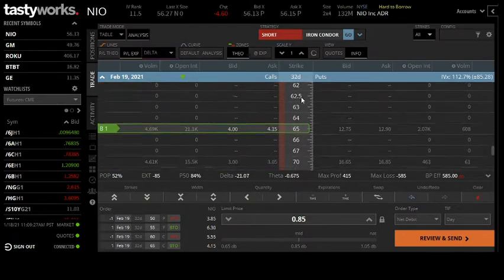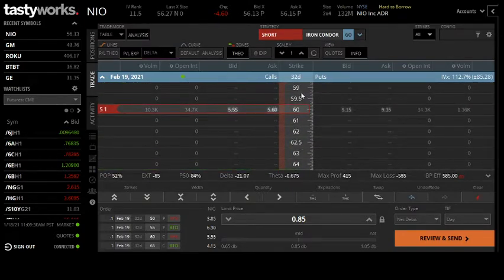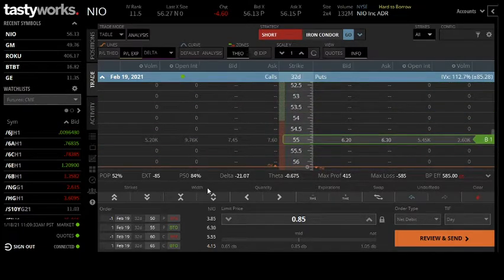Like, say you're very bearish on NEO, you have a $415 max profit with a 52% chance of 50% profit and an 84% chance of getting 50% of your max profit. So if I have an 84% chance of making $200, I'm down. That's pretty good. Spreads are super low exposure, low risk.